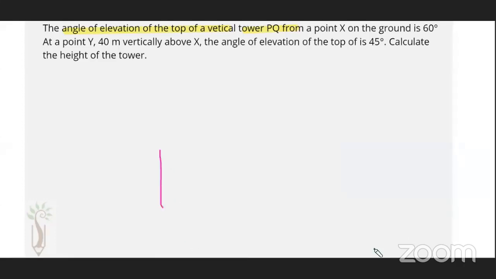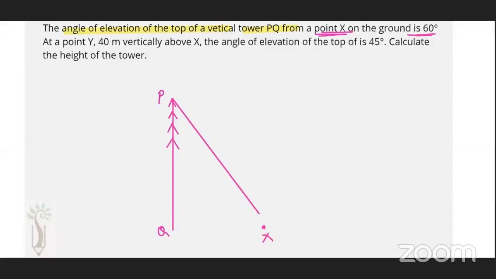So start with me. There is a vertical tower, whose height is labeled as PQ. They have given the name, so we can't change it. Then they're saying from a point X, the angle of elevation of the top is 60. But where is this point X? On the ground. So this point on the ground is X. From here, the angle of elevation of the top of the tower is 60. Please draw this much and read the question again and tell me whether we are right till here or not.